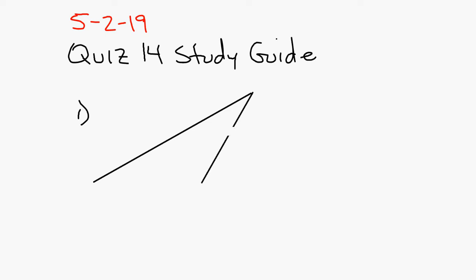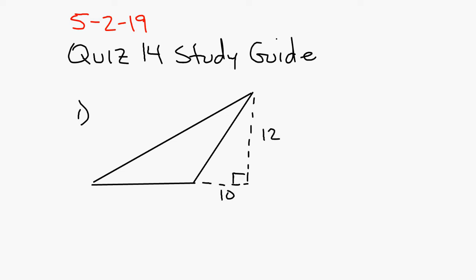Alright, this is going to be quiz 14 study guide. But it says 11-1 skills practice, so number one, you've got a triangle here that looks like this. You got a 12, you got a 10, and you got an 18.